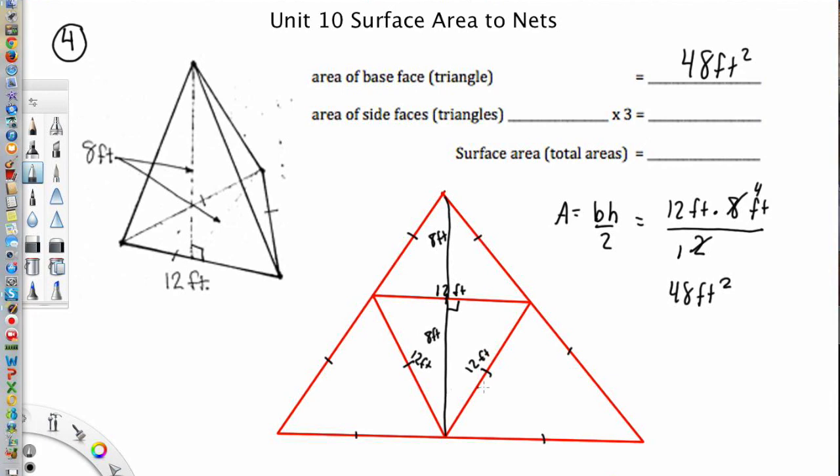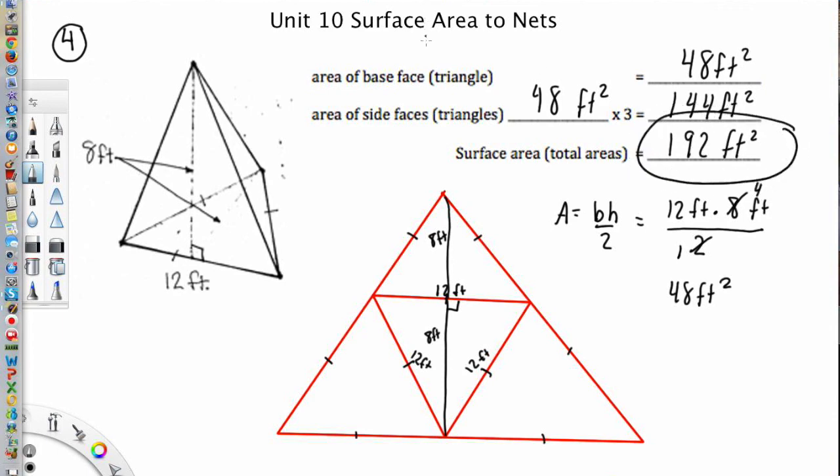We also know that the 3 side faces, they're triangles, and they're all identical. They're the same as the base, so they're 48 feet squared as well. And we have another 3 of them, and 3 times 48 will be, we'll find the product of 144 feet squared. When we add the 3 side faces and the base together, we will get 192 feet squared. There you have it. That is a triangular pyramid, the surface area.